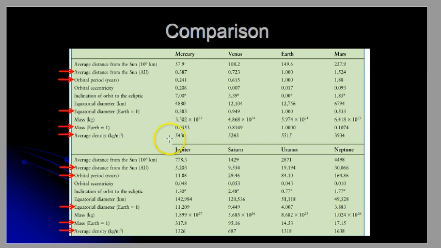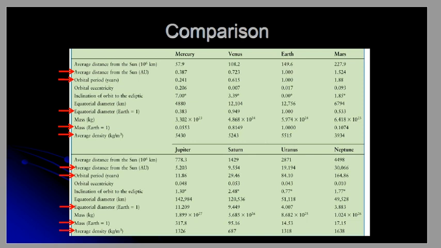If you look at the mass, we take the Earth and say the Earth is 1. Then Mercury is 0.05, just a 20th of our mass. Venus 0.8. Mars is a 10th of our mass. But then Jupiter, over 300 times our mass. Saturn, over 95 times our mass. Uranus, 14, 15 times our mass. And Neptune, 17 times our mass.